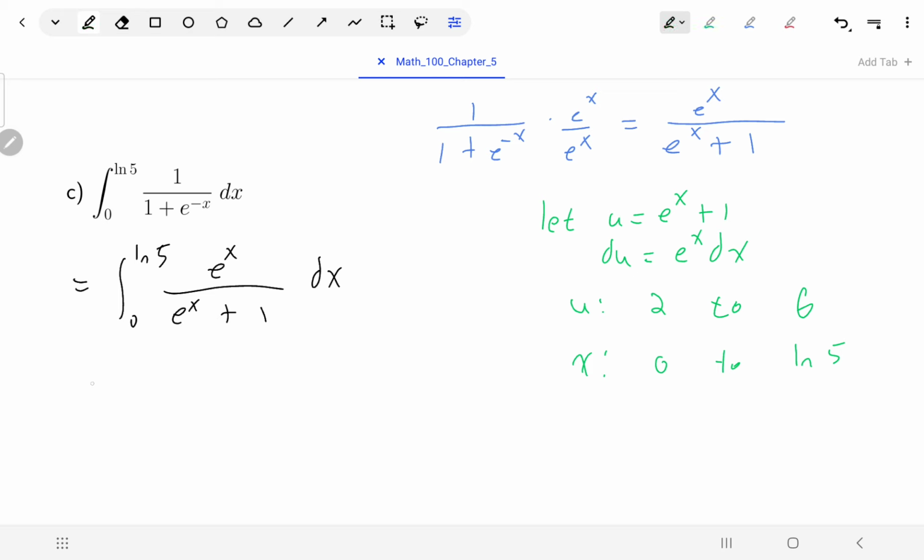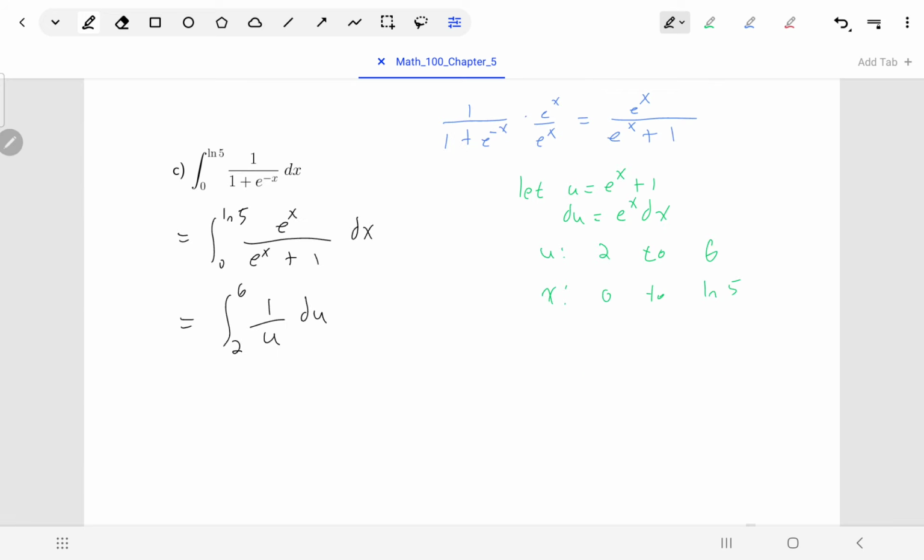So now I'm going to turn this definite integral into one in terms of u's. The e to the x plus 1 in the denominator, that's now a u in the denominator. The e to the x dx, that's being replaced with du. And instead of going from 0 to natural log of 5, we are going from 2 to 6. Okay, and I'm ready to go. It's 1 over u, and I know the antiderivative for that I'll be using is natural log of u, absoluted.